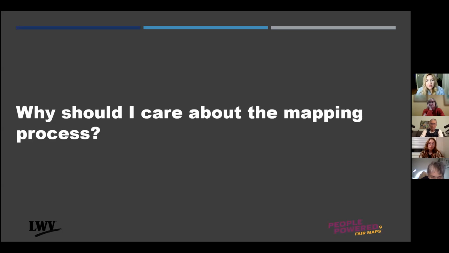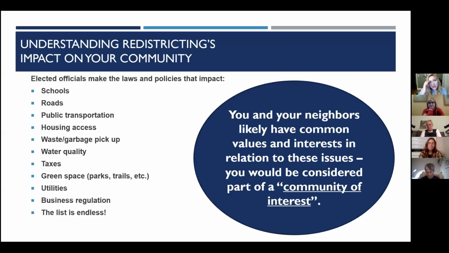So now that we have a good idea of what this process is and what we need to do if we want to participate, we should also think about why we care about this process, since it is kind of an abstract process. And this is where that idea of communities of interest come in that I mentioned to you earlier. So essentially with redistricting, what we're doing is we're drawing lines to have our elected representation reflect us. And why is that important?